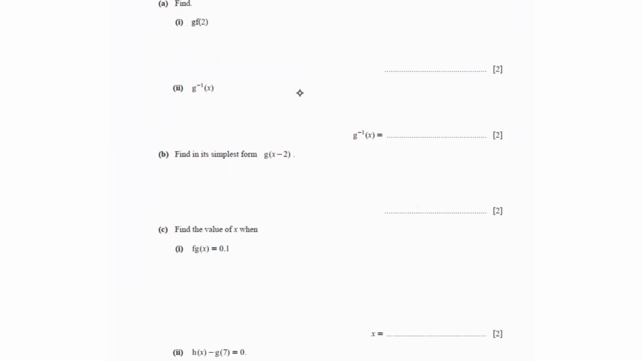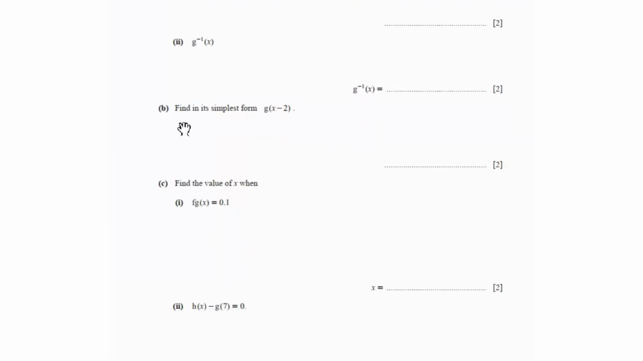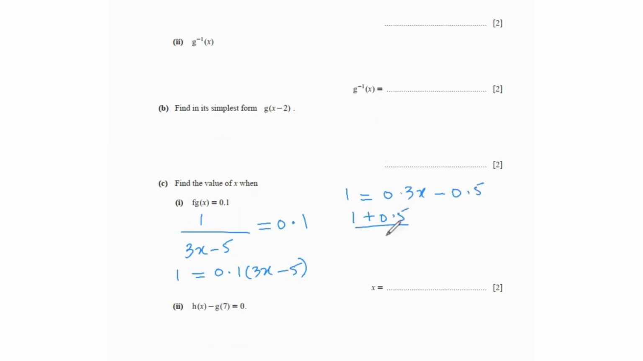That is your simplest form. Then it says find the value of x when f of g of x equals 0.1. So for f of g of x, we're going to substitute g of x into f of x. So that's going to be 1 over 3x minus 5 equals 0.1. 1 equals 0.1 times 3x minus 5. So that's 1 equals 0.3x minus 0.5. 1 plus 0.5 divided by 0.3 equals x, and that is going to give us 5. x equals 5.